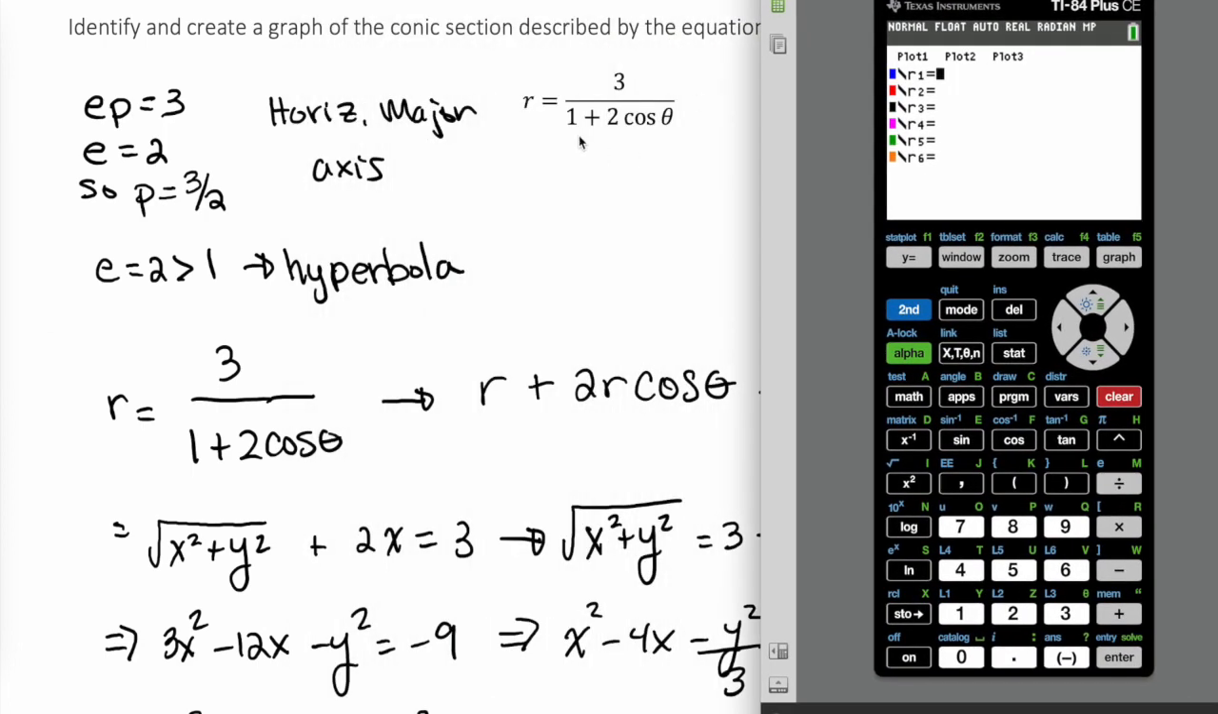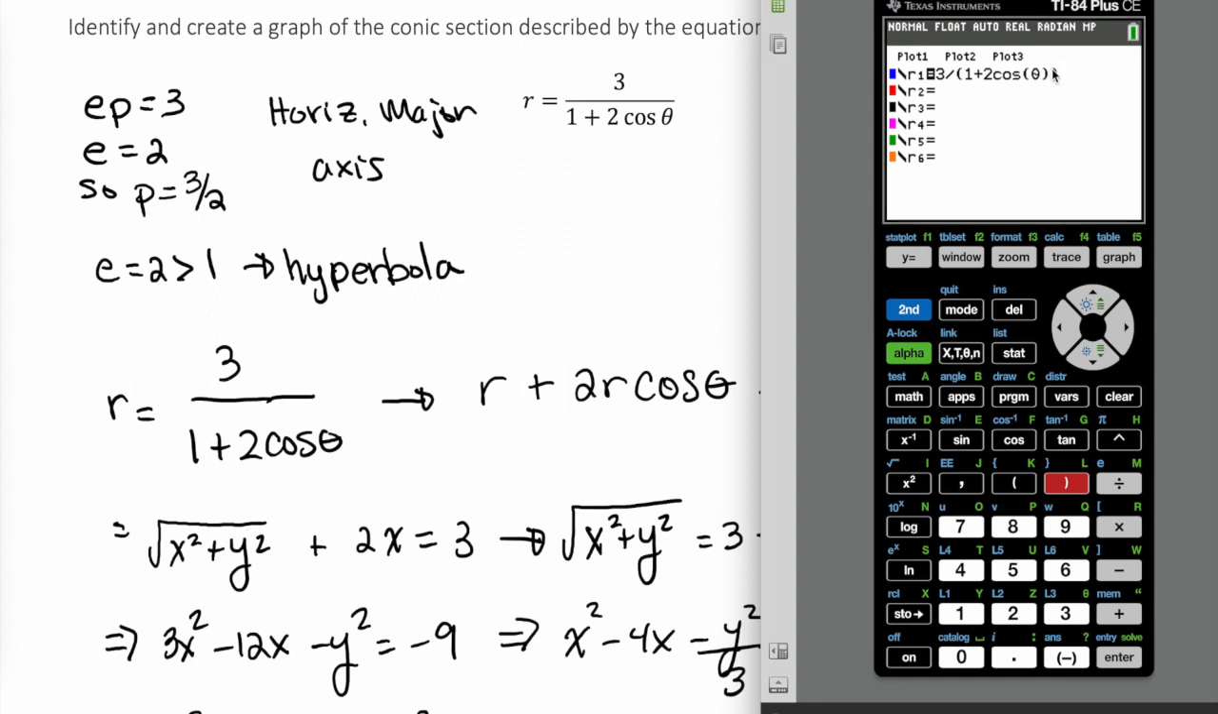So because this is in polar mode, you want to make sure you're in polar mode in the calculator, which means when you hit y equals, you should see your r's and your thetas, okay? So I'm going to plug in this equation, 3 divided by, and then I'm going to put 1 plus 2 cosine theta, and close my parentheses.